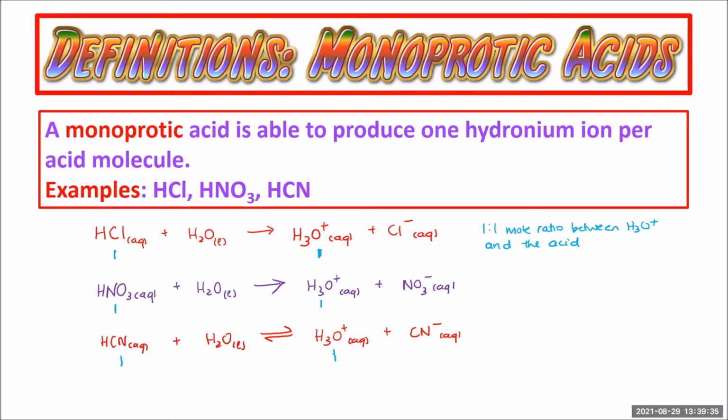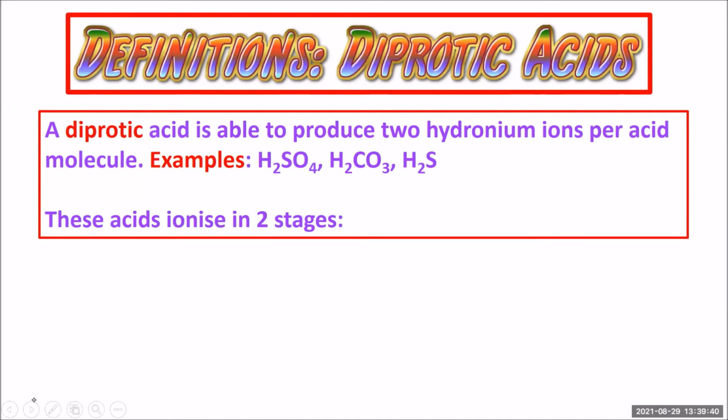I bet you can guess what a diprotic acid is. That's right, a diprotic acid can produce 2 hydronium ions per acid molecule. Examples for this one are sulfuric acid, carbonic acid, H2S, pretty much everything that has H2 in the acid formula. Now, the interesting thing about this is these acids ionize in 2 separate stages.